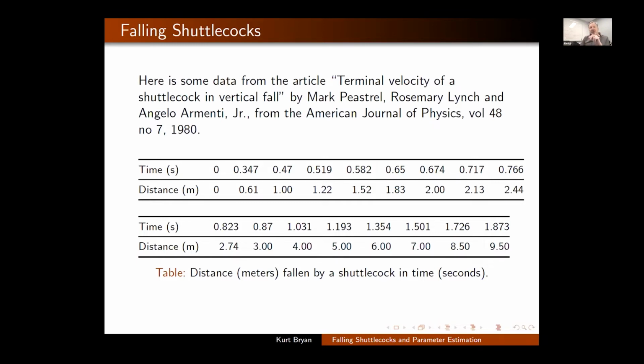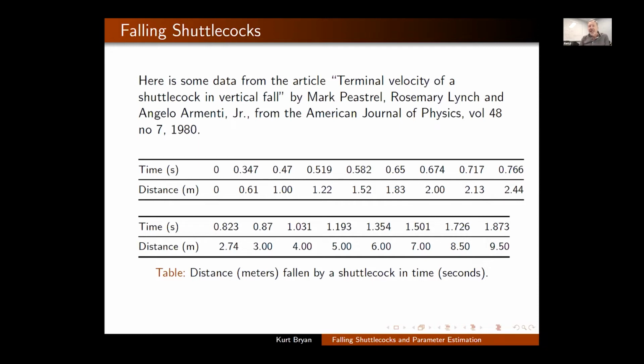What the authors did is they dropped a shuttlecock from some considerable height and measured its fall as a function of distance and time. They have these time distance pairs here, time in seconds and distance in meters. It falls a total of 9.5 meters in 1.873 seconds during the course of this little experiment. And so we want to use that data to evaluate those 5 models and see how good they are.